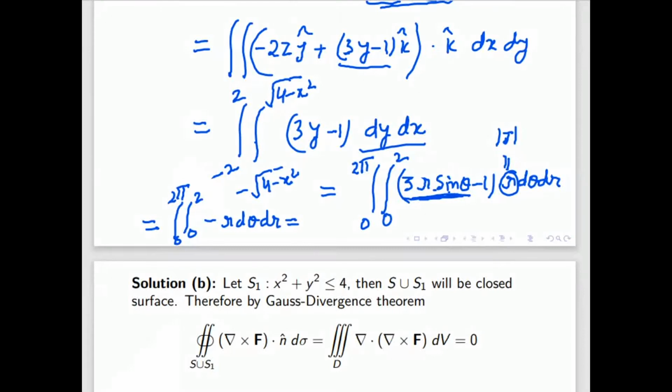The sin theta part will be 0, so that's why I'm not taking it, because the integration of sin theta from 0 to 2 pi with respect to theta is 0. So now what will be the answer? First integrate with respect to r, it will give minus r square by 2. Apply the limit 0 to 2, then apply the limit of theta. With respect to theta, the integration will come 2 pi. With respect to r, the integration will come minus 2. So the total value will come minus 4 pi.